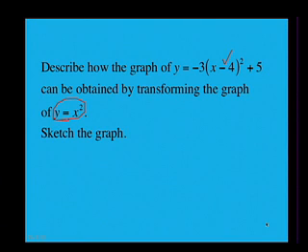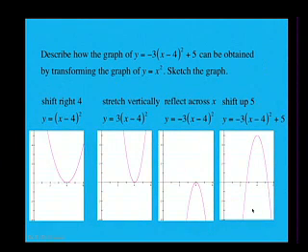Then we have this negative as well as the 3. And I'm going to deal with those separately. The negative, remember, is a reflection across the x-axis, and the 3 is going to be a vertical stretch. Again, those are what follows in the order of operations, and then the final step is the plus 5, which means it's a vertical shift of 5 units. And let's take a look now at what that would look like for each of those.